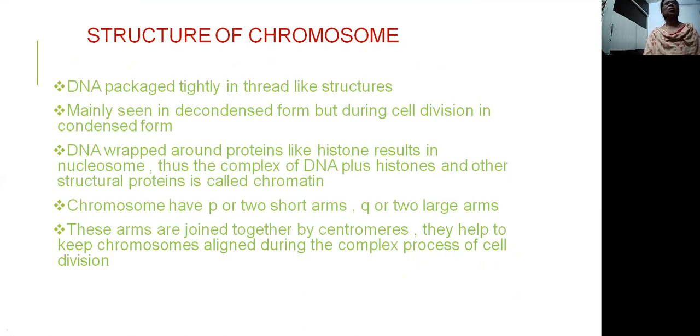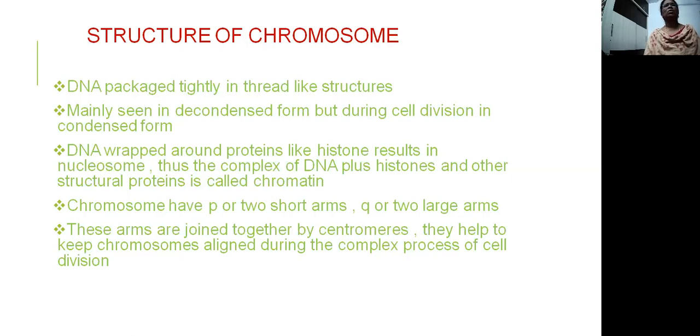This chromosome is nothing but DNA packaged tightly in the thread-like structure called chromonemata, and it's mainly seen in decondensed form. But during cell division in condensed form, it looks like a thick condensed chromosome. Otherwise, it looks like thin thread-like chromonemata or chromatin threads. This DNA, which is present in the chromosome, is wrapped around proteins or histone proteins, which are basic proteins.